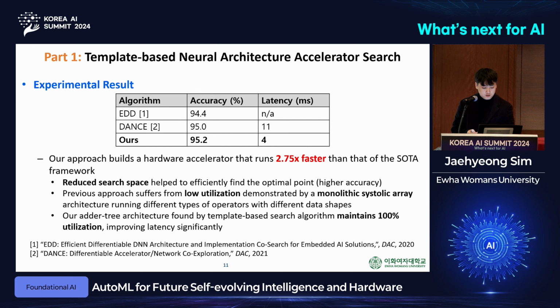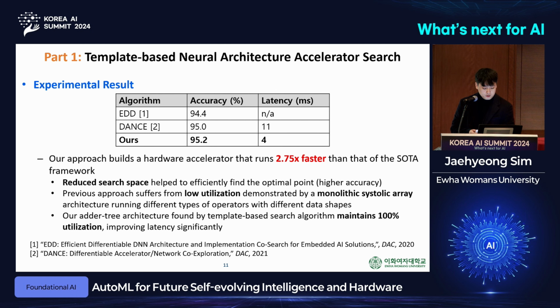And this shows the experimental result, the comparison with two previous research papers. So our approach achieved higher accuracy and lower latency because of two things. First, we have a reduced search space. So this reduced search space helped to efficiently find the optimal point. So that gave us a higher accuracy.